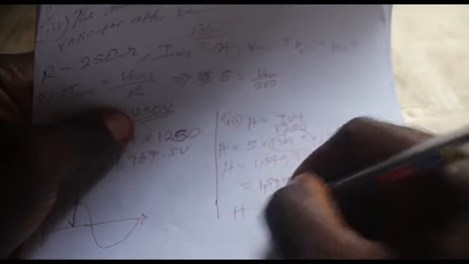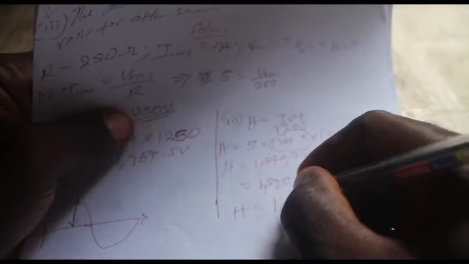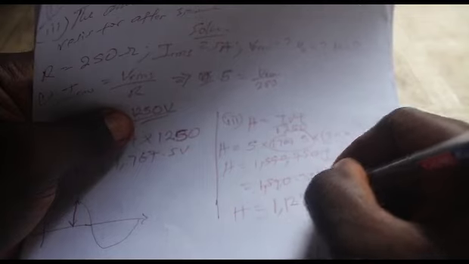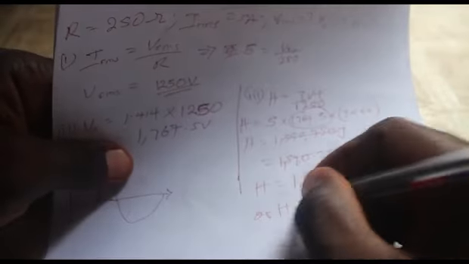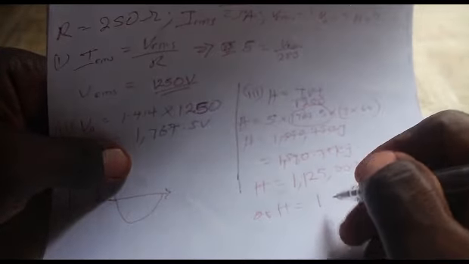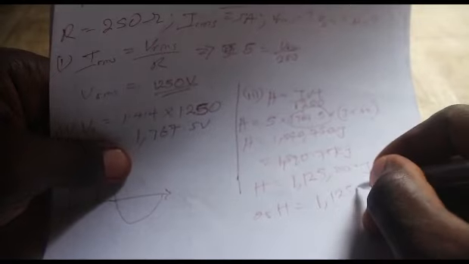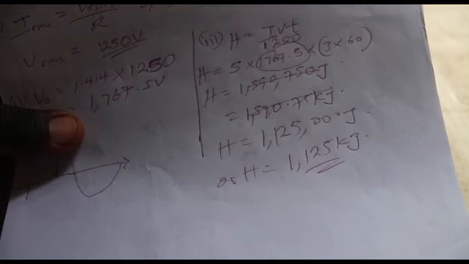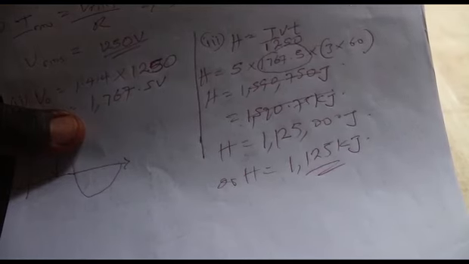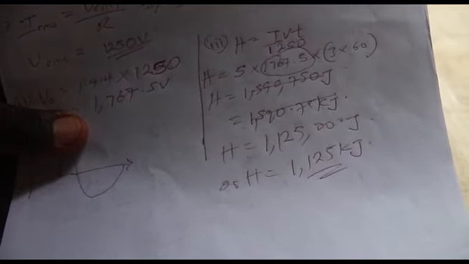H now gives us 1,125,000 joules, or H is equal to 1,125 kilojoules. Any one of them is fine. So if you have any question, just let me know in the comment.